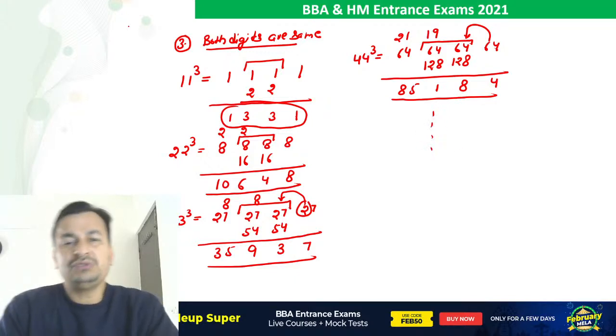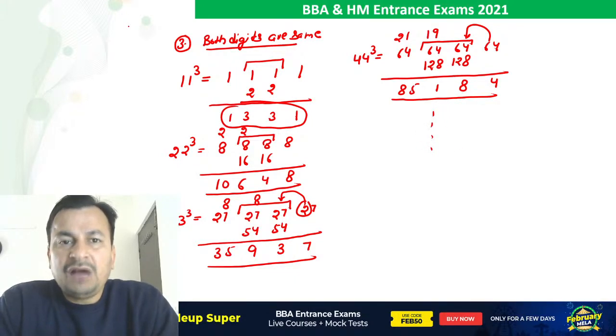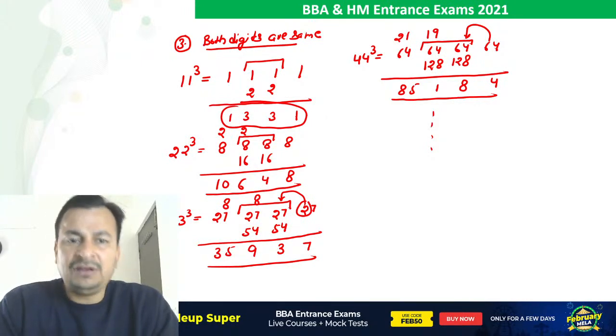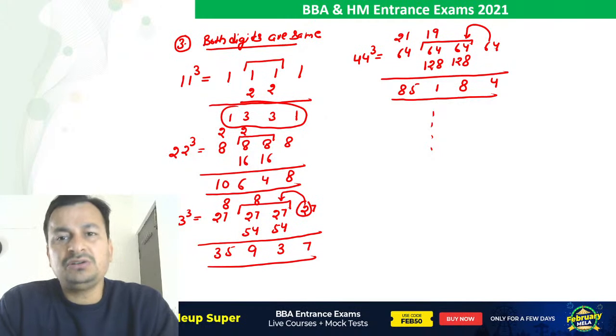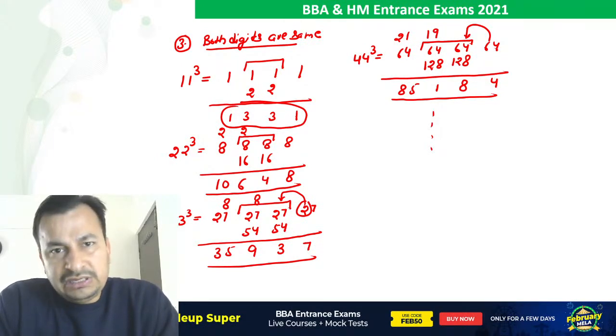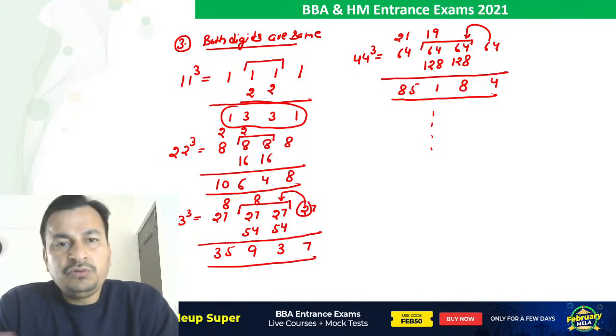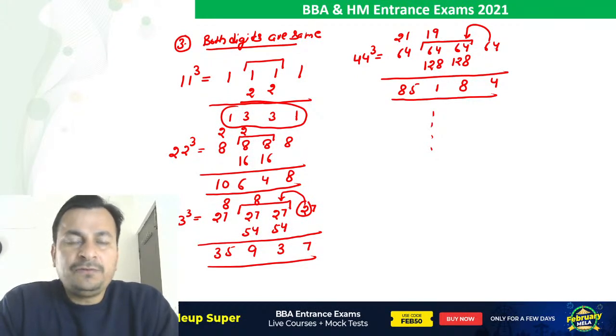So my dear students, this is the way we calculate the cube of a two-digit number in which both digits are the same, for example 11 or 22 or 33 or 44 or 55 or 66 and so on. And I hope this trick is also clear to all of you. Okay, come on, now we will move on to the last category, the fourth category.